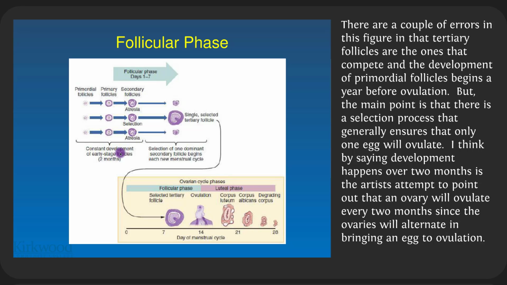I think what they're trying to say is the ovaries alternate every 2 months, and that's how you get 1 egg per month from 2 ovaries. But it does show down here some nice things where you've got the follicular phase, ovulation, and the luteal phase.